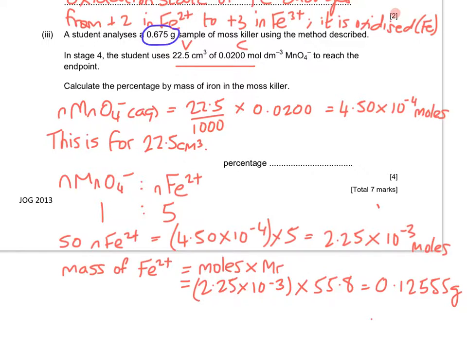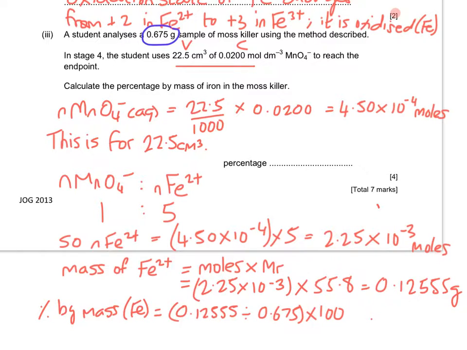So they want to know the percentage of iron metal in the moss killer. What you do is divide the mass of Fe2+ that you worked out in your titration by the original mass of moss killer, which is 0.675. You multiply it by 100 to turn it into a percentage, and that gives us 18.6%. If you're doing a calculation like this and writing on a piece of paper, don't forget to put your answer on the percentage answer line, just so the examiner's attention is drawn to it.